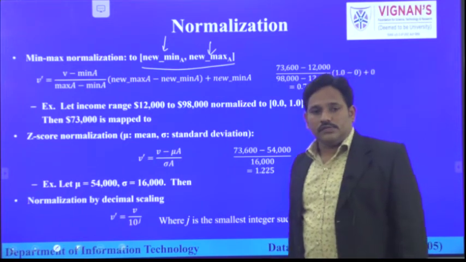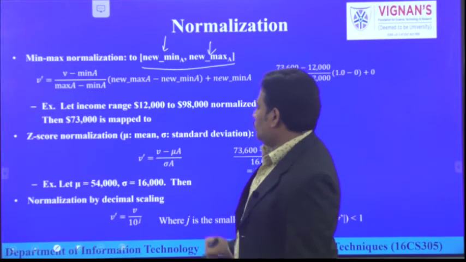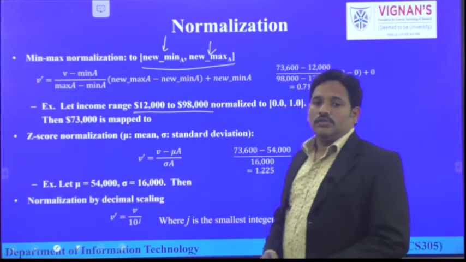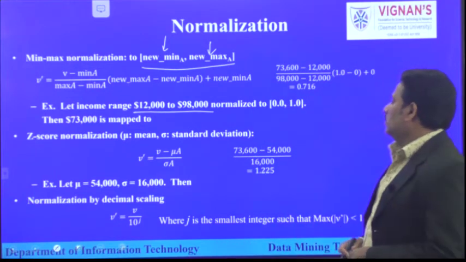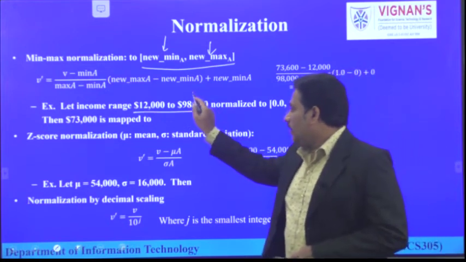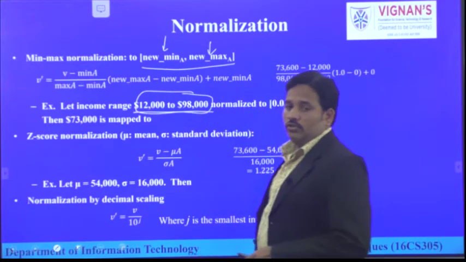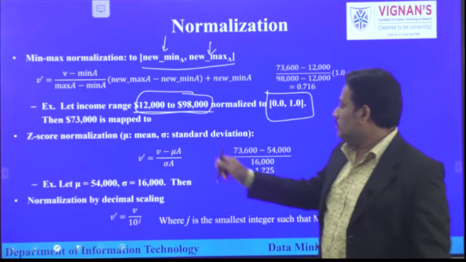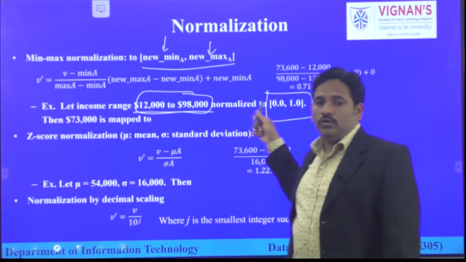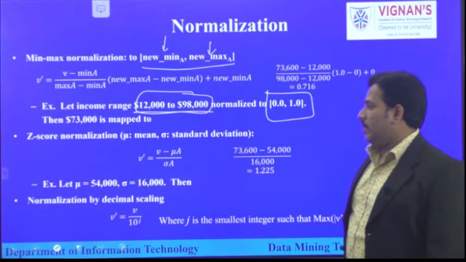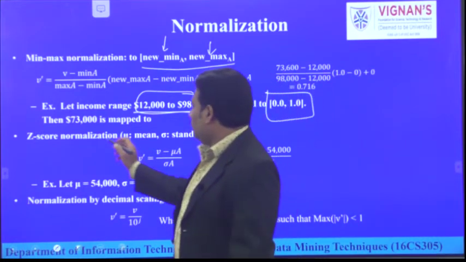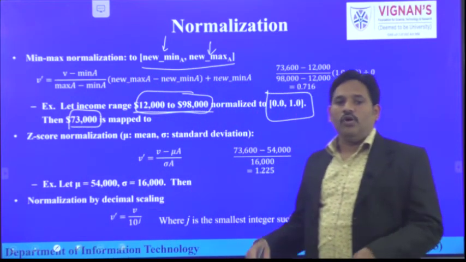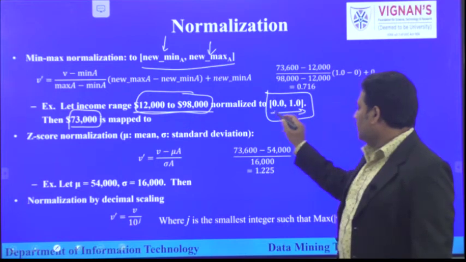Let us solve this with a small example. Let us assume the income range of employees is between $12,000 to $98,000 and we want to normalize this range of 12,000 to 98,000 into the range 0.0 to 1.0. This is the original range of values and we want to create this new range of values. Here we want to convert a particular value, that means the $73,000 value, and fit it in this range.